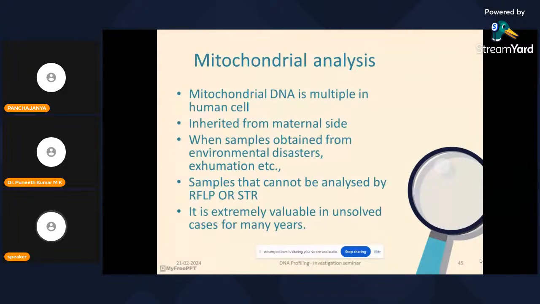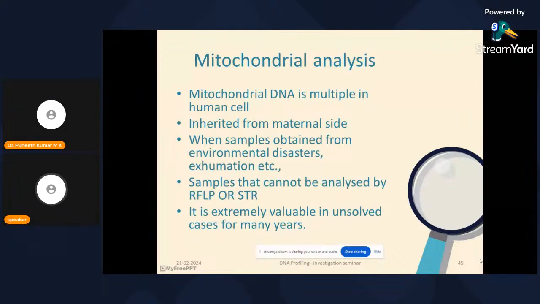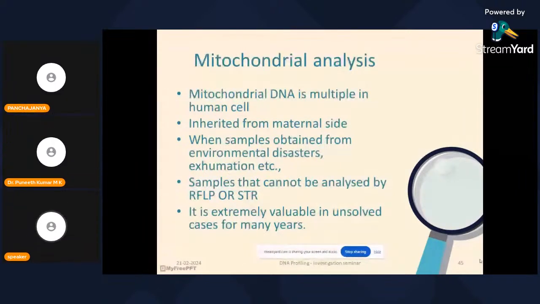And these samples cannot be analyzed by RFLP or STR techniques, and this test is extremely valuable in cases unsolved for many years, because of this maternal DNA transmission from generation to generation. This is a peculiar characteristic of mitochondrial DNA. It is maternal DNA which is transferred from mother to female and female to her child, like that. Because of that, it can clear many cases which have been unsolved for many years.